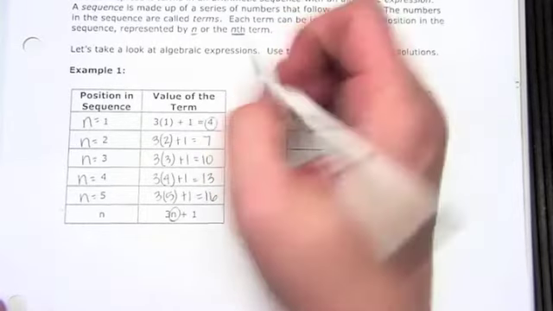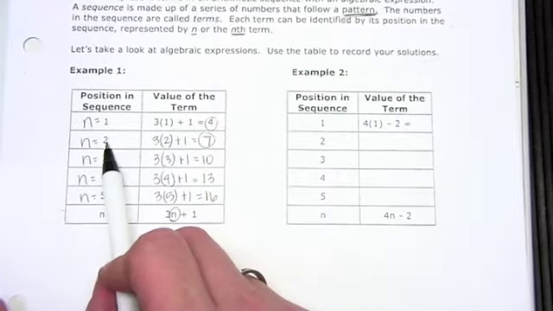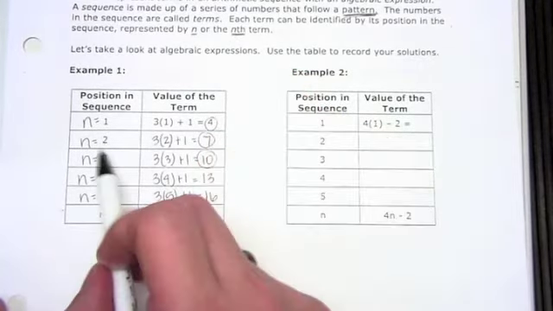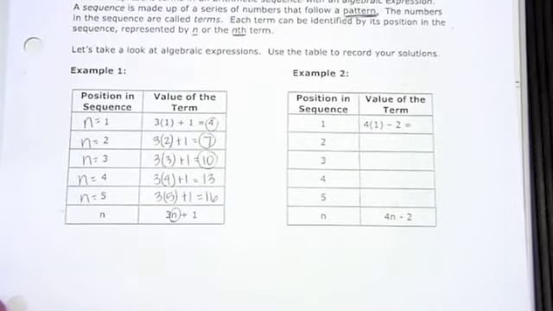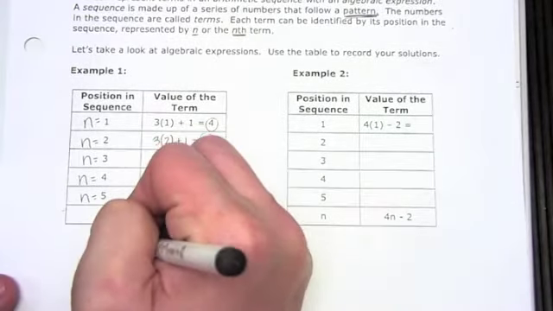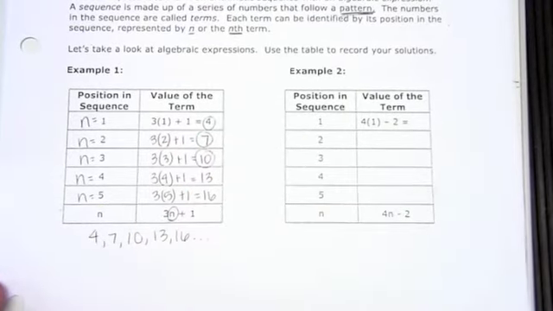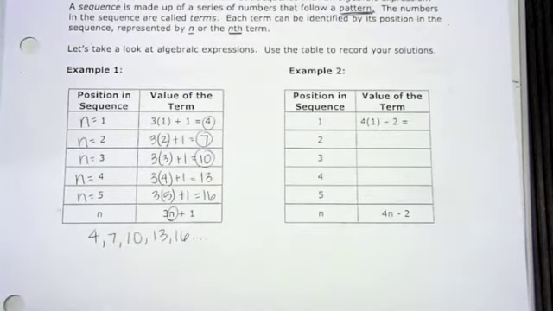So 4 is the first term in the sequence. 7 is the second term in the sequence. 10 is the third, and so on. So if I were to write out my sequence, I would write 4, 7, 10, 13, 16. That would be my sequence created by the expression 3n plus 1.